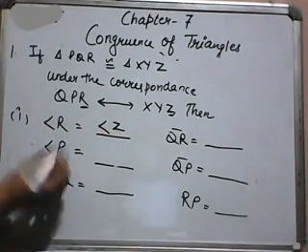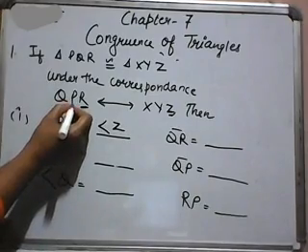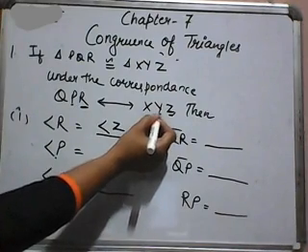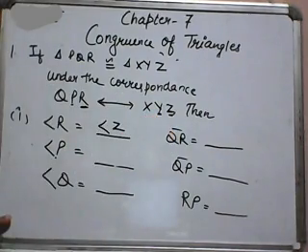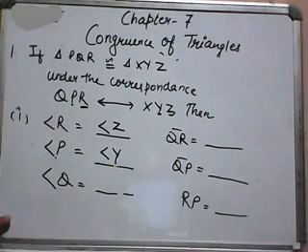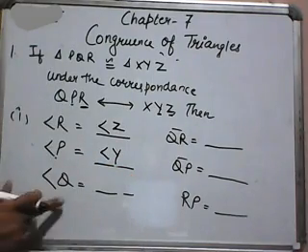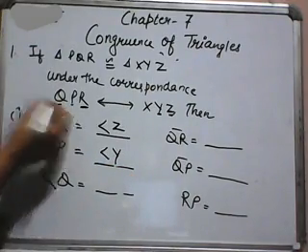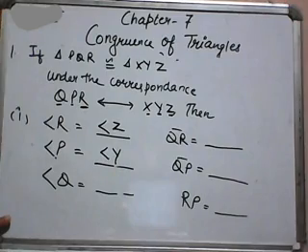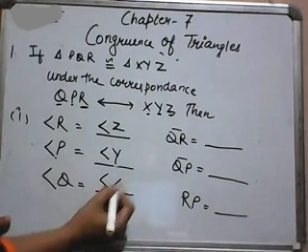Angle P is on the second position. What is the second position in the other triangle? Which angle is on the second position? Angle Y. So we can say angle P and angle Y are congruent to each other. Q is on the first position. Here X is on the first position. So angle Q is congruent to angle X.